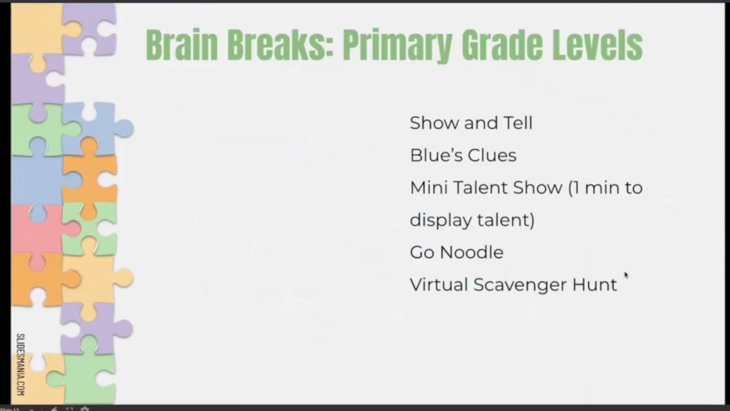Some ideas: we've had students show and tell their pets, or do a virtual scavenger hunt. You can say, find something that's the color red in your house, or especially for the primary kids who are learning their colors or their letters, find something with the first letter being letter A. So this is a great way to engage the students and get them up and out of their seat. So those are activities for primary grade levels.